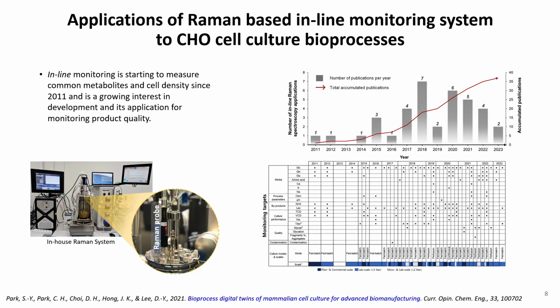Starting from 2011, the application of inline Raman to the cell culture process has been made, as you can see in the right graph, and has been steadily increasing in recent years. In particular, since 2018, real-time monitoring of amino acid and product quality has been conducted. Our group also built a Raman system and is applying it to animal cell culture processes.